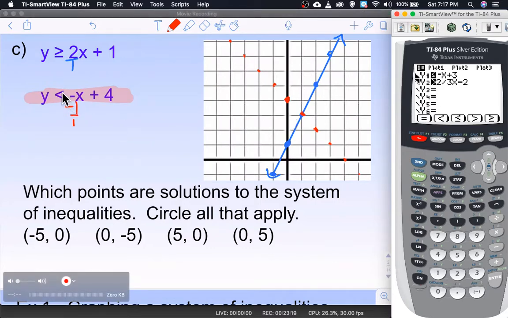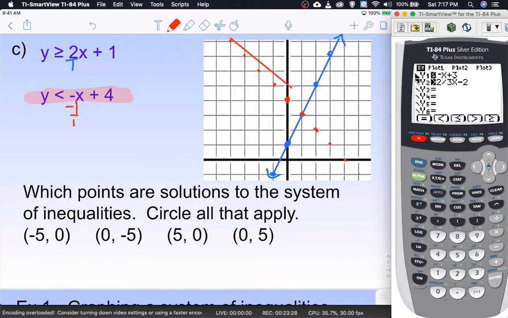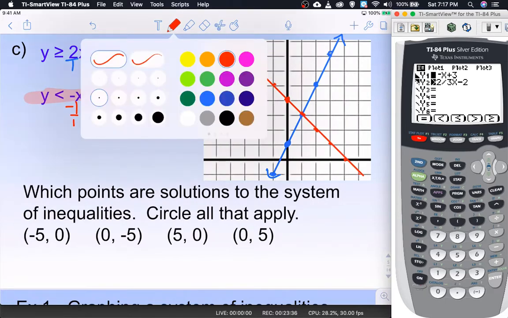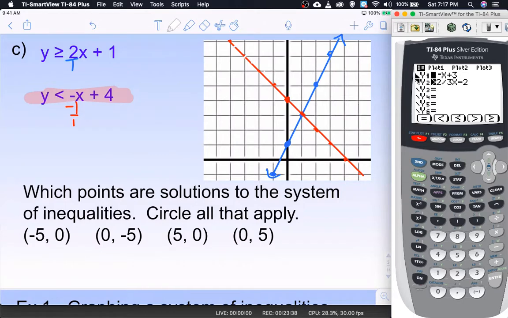This is a dotted line because this is a hollow inequality. It's not "or equal to." So I'll be honest, I kind of like drawing the white through it. There you go.